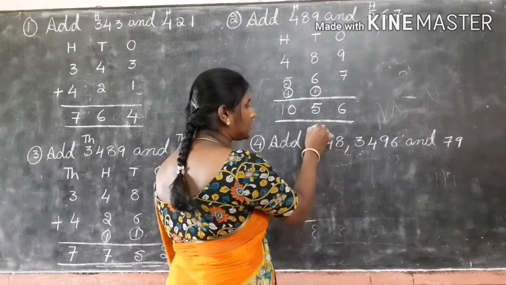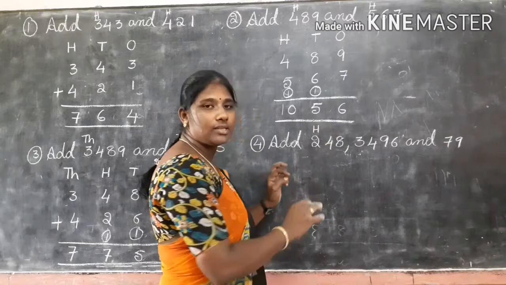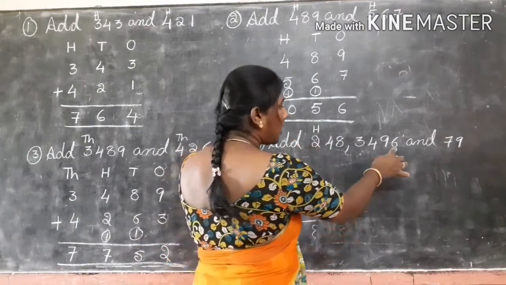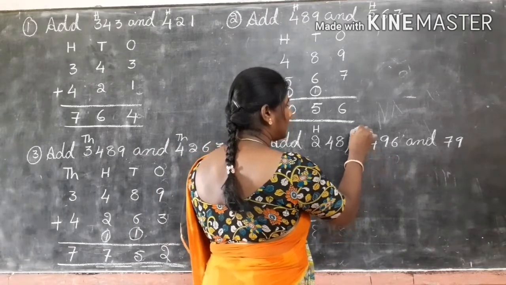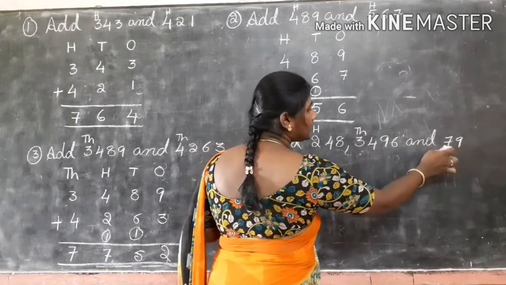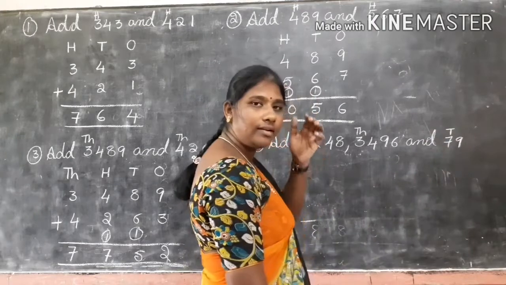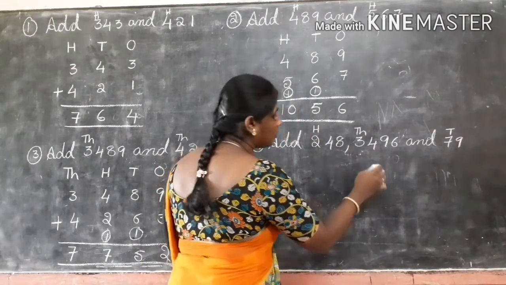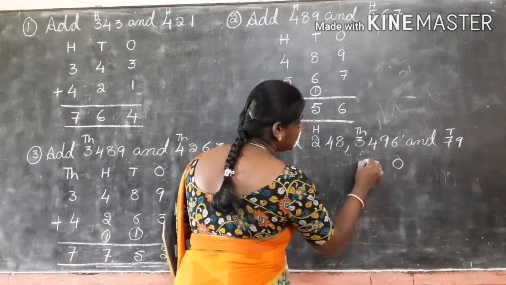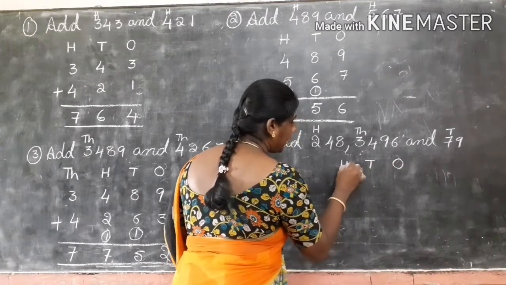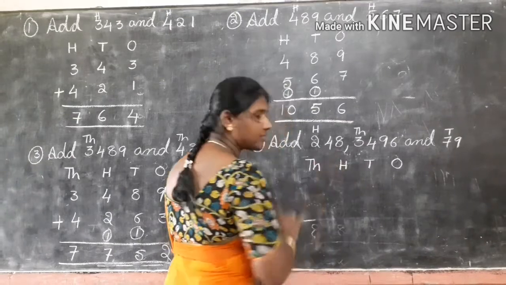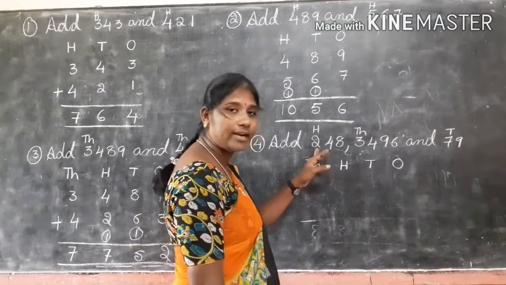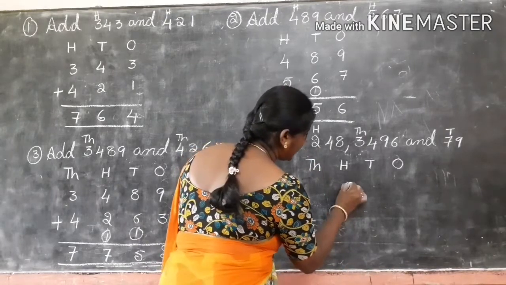Ones, tens, hundreds. Starting from which place do we write? Ones, tens, hundreds. Here ones, tens, hundreds, thousands. Now write the place values up to what is the highest place value? Thousand. So ones, tens, hundreds, thousands. The first number is starting from the hundreds place, so we have to start writing at the hundreds place.